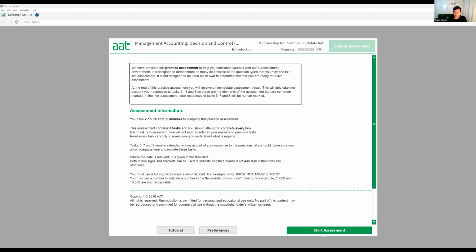Now we can see the exam information here. The exam duration is 2 hours and 30 minutes, and we have to answer 8 questions. So 8 tasks we have to answer, and every single question you have to answer. All the questions are mandatory, so there is no optional. We have to answer every single question we have. All right, so let's start. 2.5 hours, 8 questions. Let's have a look at what we have here.